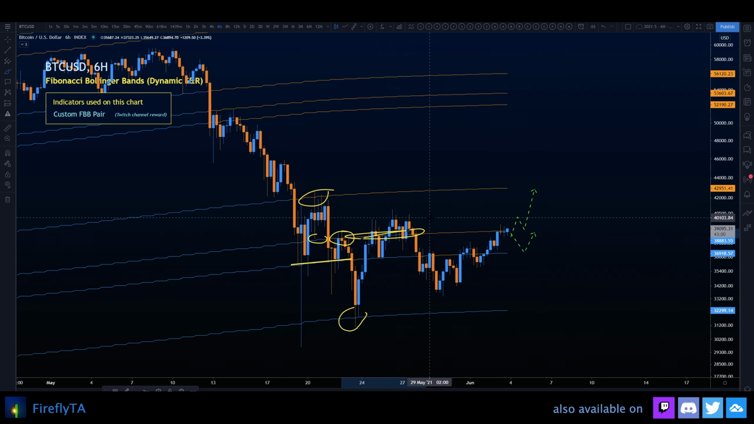This swing high won't be much of a problem anymore because they have support directly at the swing high by confirming support on this Fibonacci Bollinger Band over here.